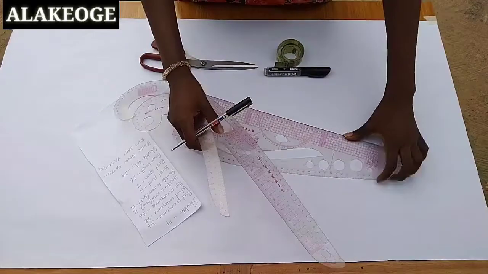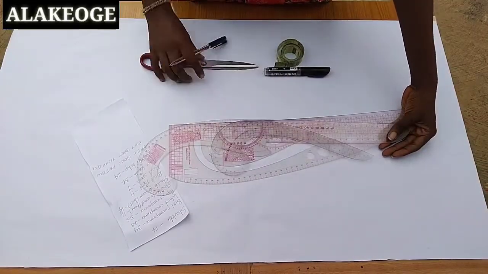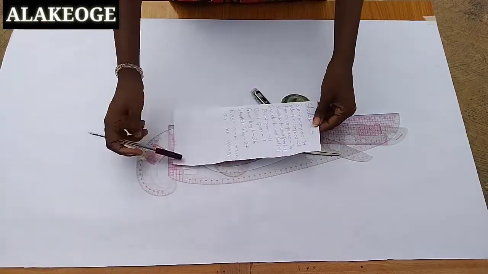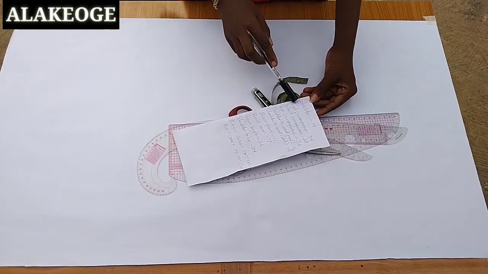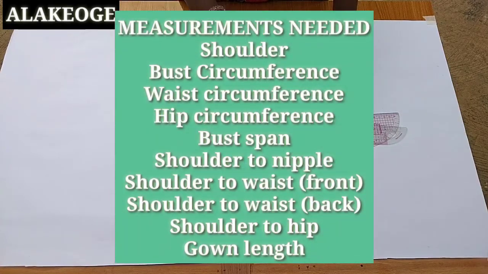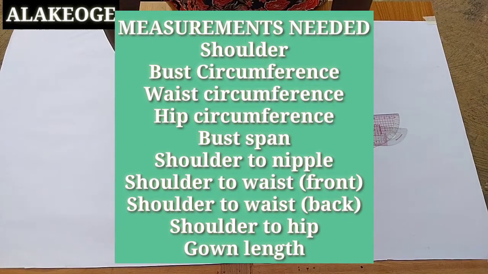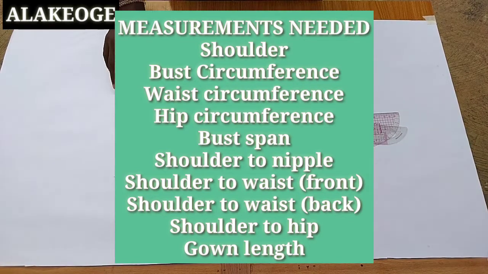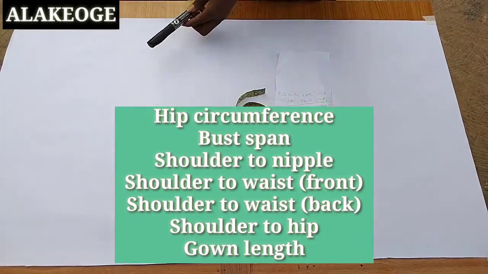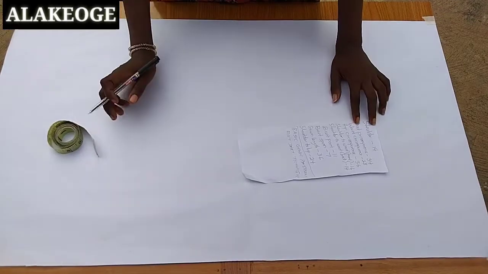These are the tools that I will use: my curve ruler, scissors, my marker and tape measure, my pattern paper. And for the measurements, you need your shoulder measurement, your bust circumference, waist circumference, hip circumference, the shoulder to the waist for the front, the shoulder to the waist for the back, the shoulder to the hip, and also the bust span, and also the bust point. I mean shoulder to the nipple, that's the bust point measurement.